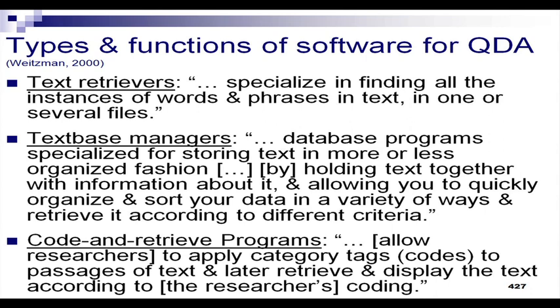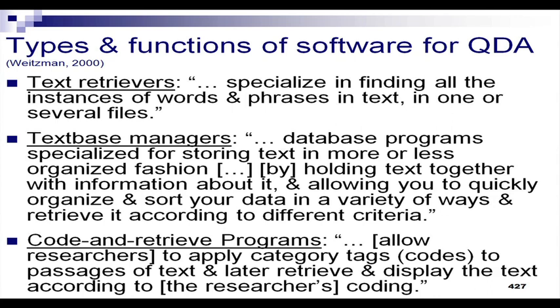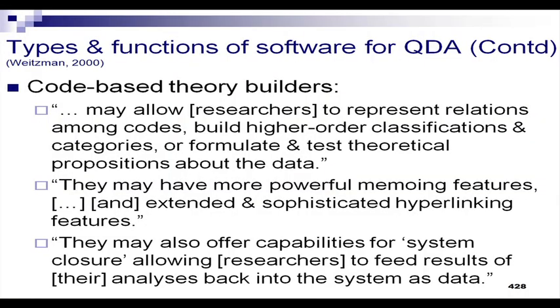Text retrievers are programs that specialize in finding all the instances of words and phrases in text in one or several files. Text-based managers are database programs specialized for storing text in more or less organized fashion by holding text together with information about it and allowing you to quickly organize and sort your data in a variety of ways and retrieve it according to different criteria. Code and retrieve programs allow researchers to apply category tags to passages of text and later retrieve and display the text according to the researcher's coding. Okay. Code-based theory builders may allow researchers to represent relations among codes.